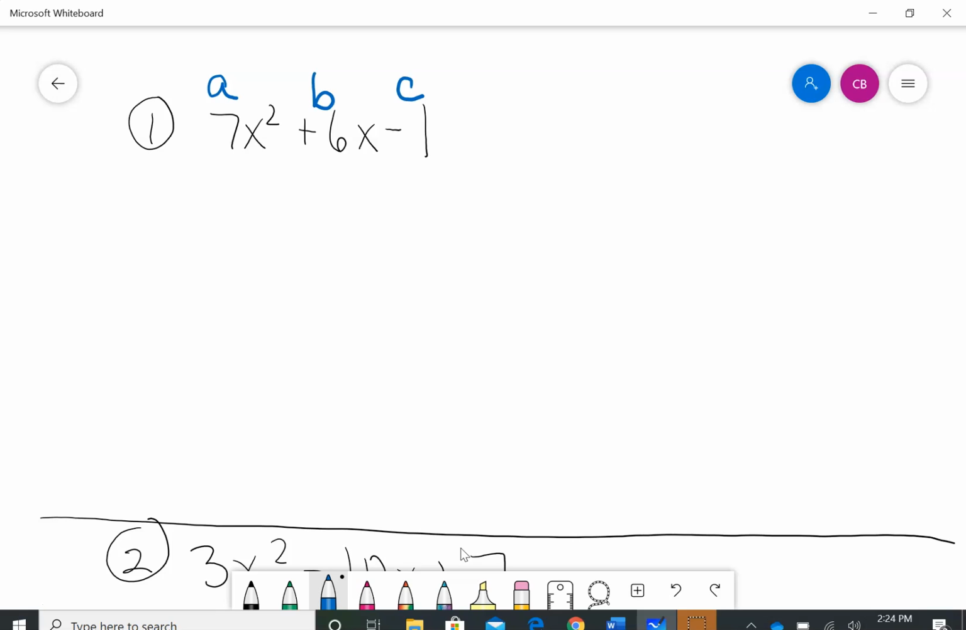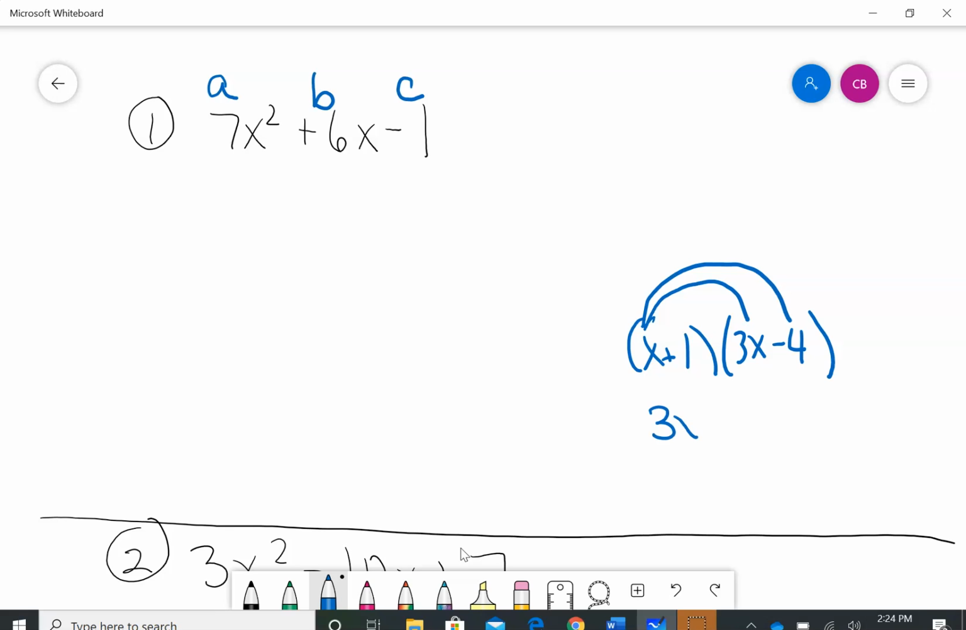You might have remembered doing the distributive property in algebra, where you have something like x plus 1 times 3x minus 4, and you're trying to distribute. So x times 3x would be 3x squared, and x times negative 4 would be negative 4x. Then you come to this 1 and distribute it. So 1 times 3x is 3x, and 1 times negative 4 is negative 4.